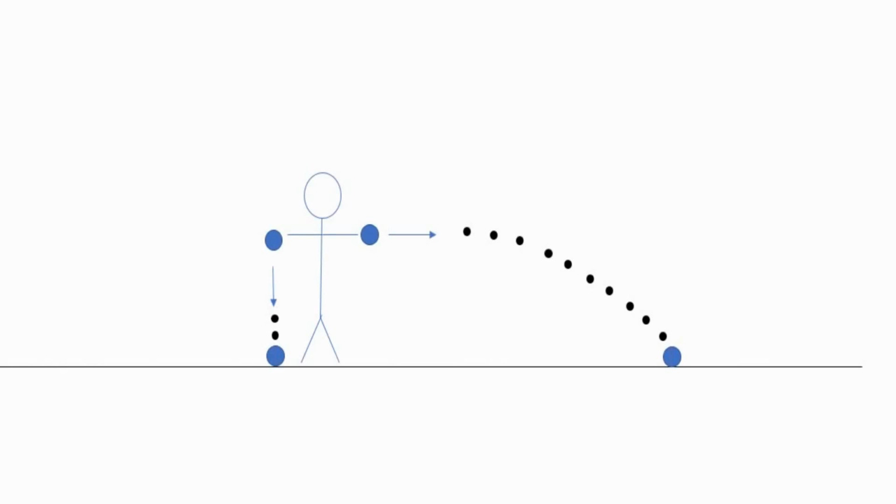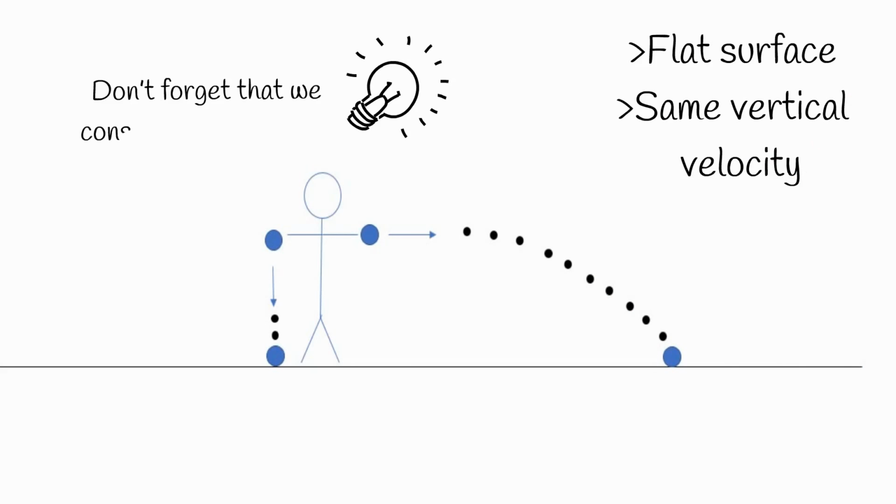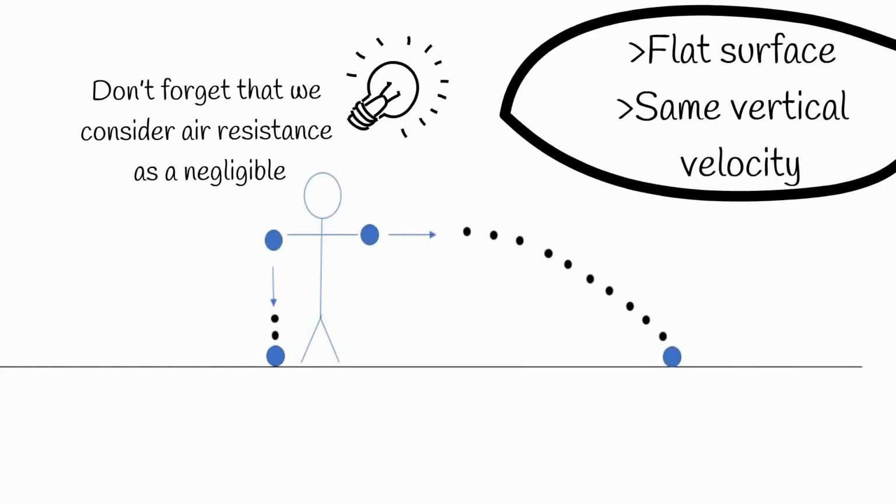When the two balls are thrown, they will move downward towards the ground due to gravity. If we assume that the air resistance is negligible and both start with the same vertical velocity, the two balls would reach the ground at the same exact time.